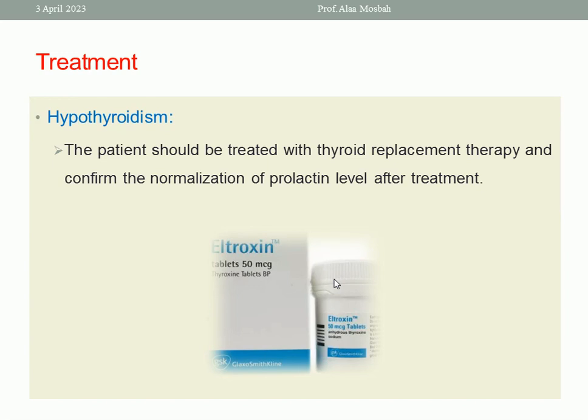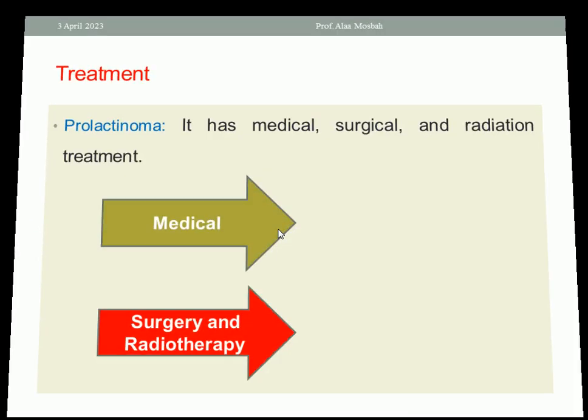Another cause for hyperprolactinemia is hypothyroidism. The patient should be treated with thyroid replacement therapy and confirm normalization of the prolactin level after treatment. So you can give levothyroxine and so on, and do follow up with TSH 6 to 12 weeks after replacement of thyroid. Okay?